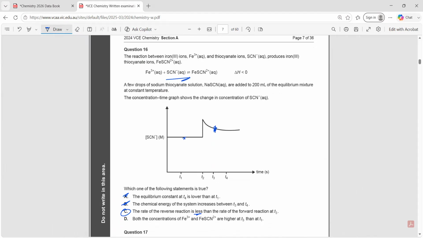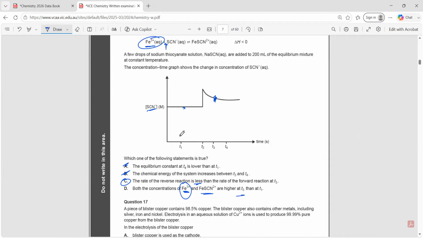So the FeSCN concentrations are higher at T3. Here, the Fe3+, let's just take that for example, only the SCN has increased in concentration, right, guys? The only thing that Fe3+ has begun to do is now started to be consumed a bit more, right? Because now we're favoring the forward reaction. There was no initial change to the concentration. So the concentration of Fe3+, right? They've only shown SCN here. The concentration of Fe3+ at T3 would actually be lower because there was no initial change to Fe3+. So C would be your best answer.